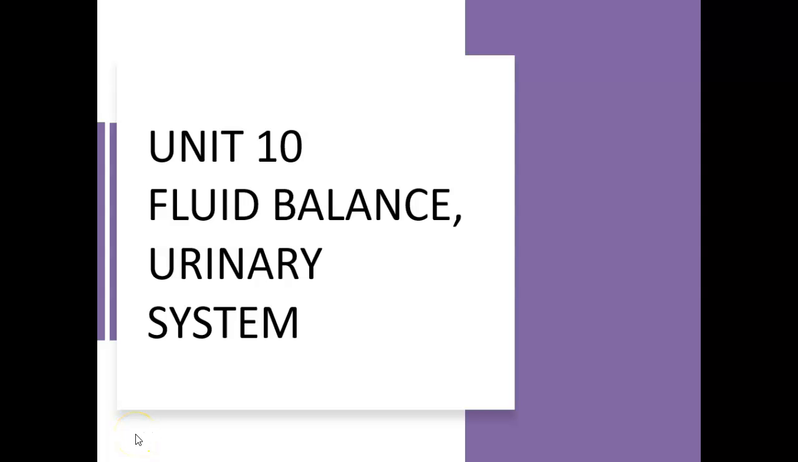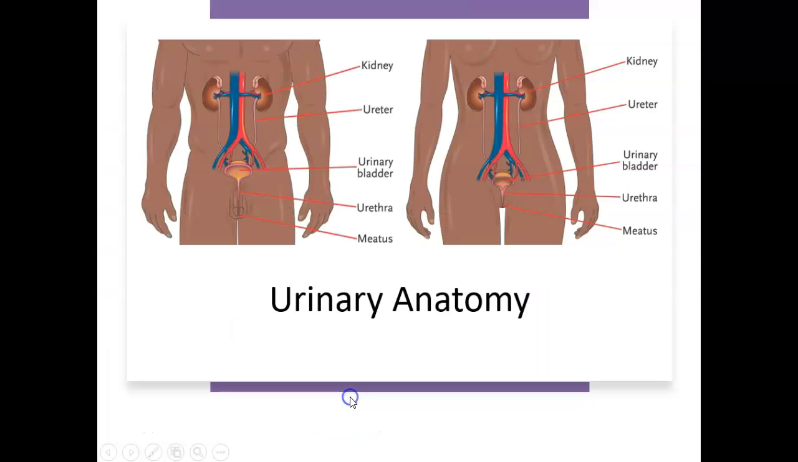Okay, we are moving on to Unit 10, which is fluid balance and the urinary system. Urinary anatomy has four main parts. We have two kidneys, we have two ureters going from the kidneys to the bladder. We have the bladder, we have the urethra, and the meatus is the actual hole where the urine comes out. I guess that's five parts if you count the meatus.